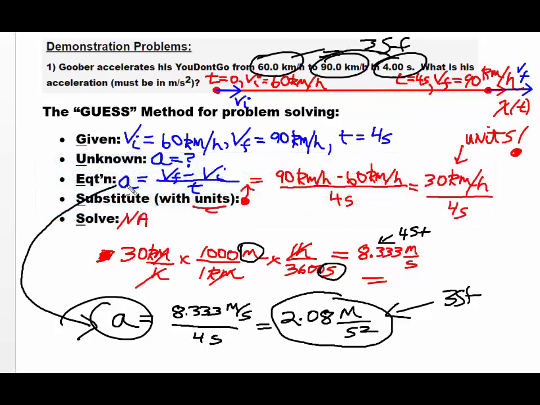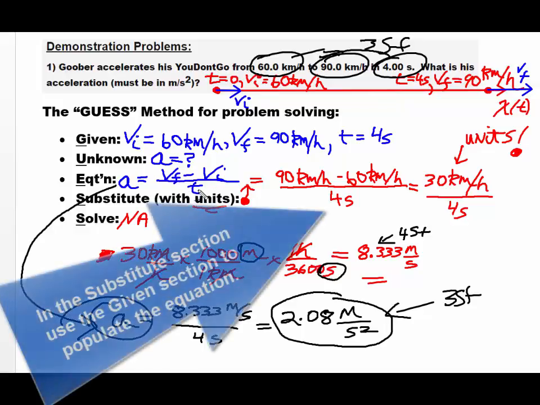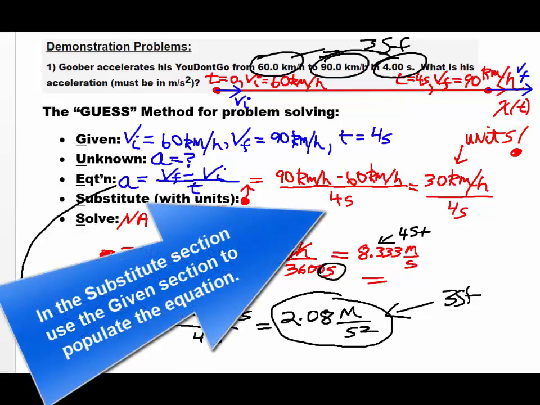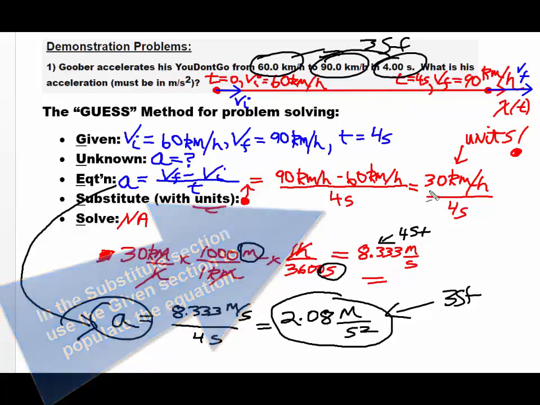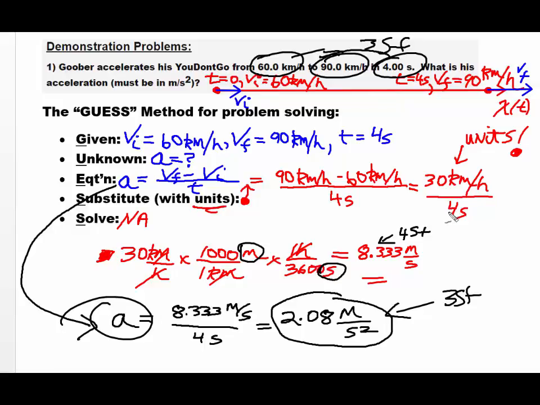Equation, the acceleration is the change in the velocity over the change in the time, or the final velocity minus the initial velocity divided by the time. Substituting in with units, 90 kilometers per hour minus 60 kilometers per hour divided by 4 seconds, we get 30 kilometers per hour over 4 seconds. Since we have written the units, we see that they are not consistent. We must have meters per second, or standard units. Therefore, we must convert 30 kilometers per hour into meters per second.